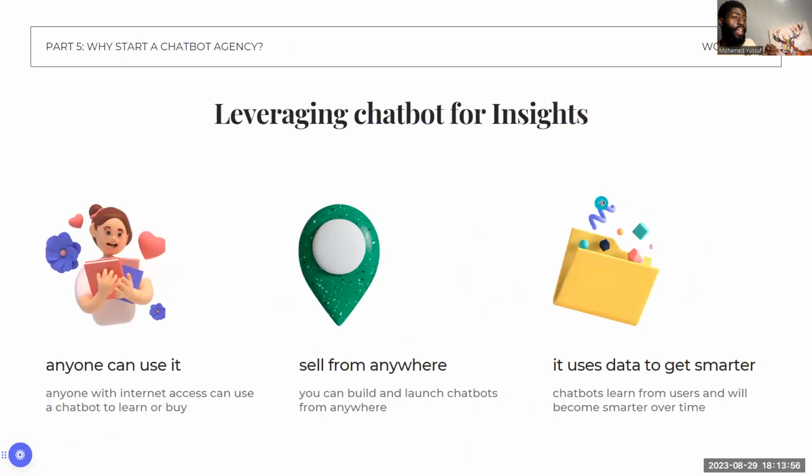Last but not least, you might be thinking, why start a chatbot agency? We just went through all this information of all the money it can make you, how important it is, how it can help the clients. Why start a chatbot agency? There's pretty much 3 reasons why you should start, okay? Anybody can use a chatbot.